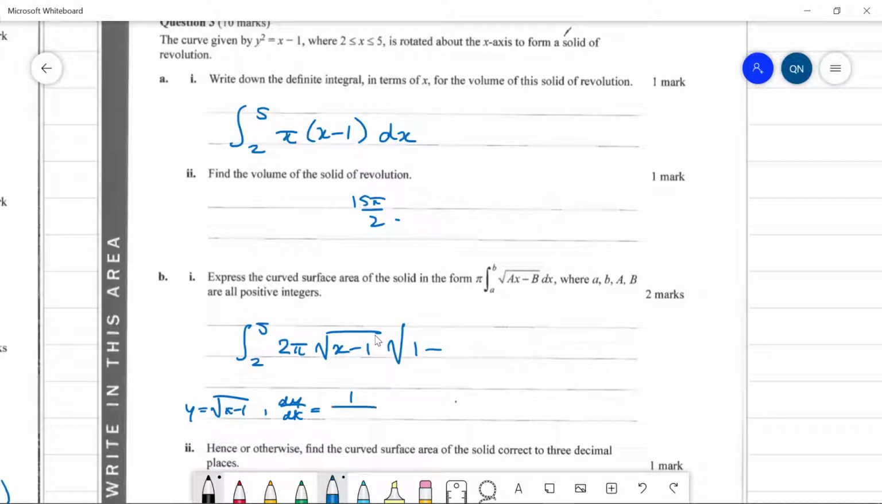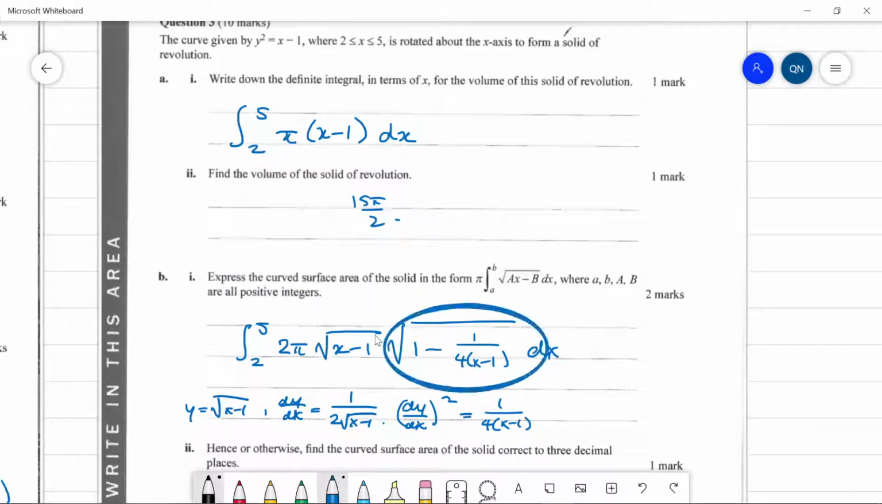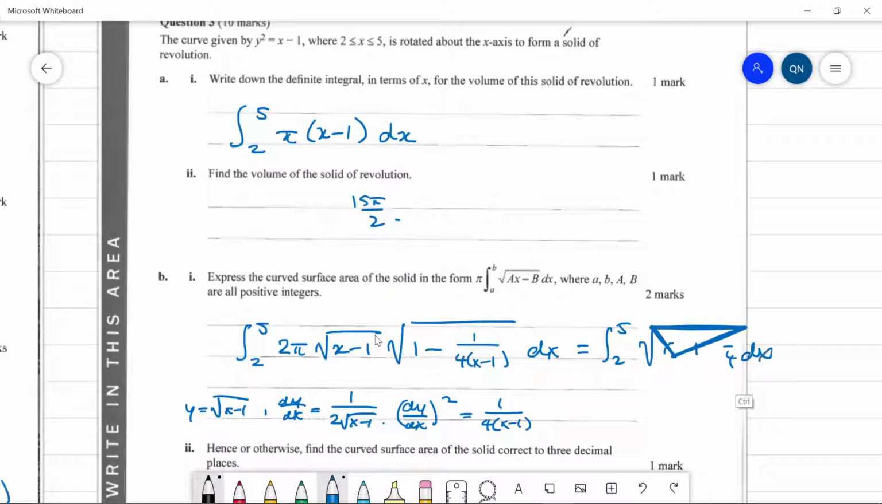1 over 2 square root of x minus 1. Right. And dy on dx, but this whole thing squared, is just going to be equal to 1 over 4 and then x minus 1. So we have 1 over 4 times x minus 1, square root, and then we have a dx. So 2 pi times the radius times the width over there. So if we simplify, this is the integral from 2 to 5 of the square root of x minus 1 minus 1/4 dx.